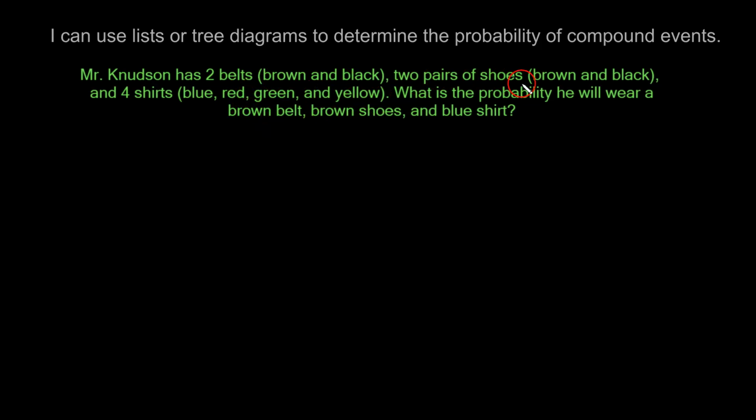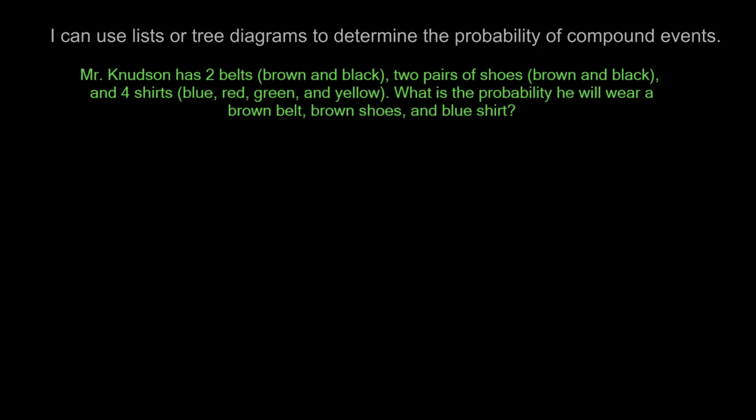And it says, what is the probability that he will wear a brown belt, brown shoes, and blue shirt? And this problem is assuming that I'm just randomly choosing different shoes, belts, and shirts, and don't care about how they look with each other. I'm just randomly choosing one belt, 1 pair of shoes, and 1 shirt. So what is the probability I would wear a brown belt, brown shoes, and a blue shirt?